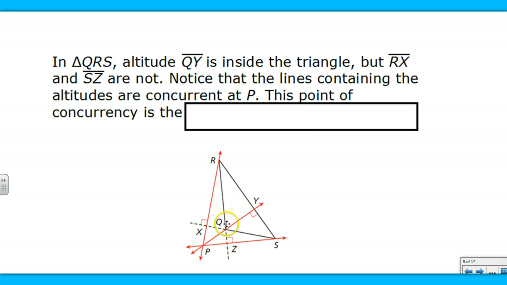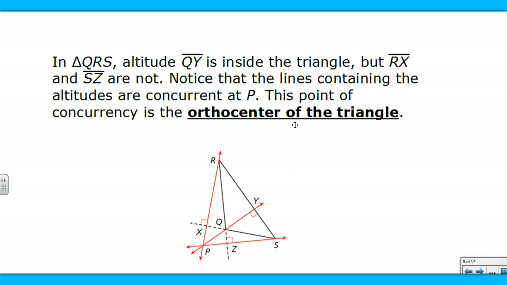So in this triangle QRS, altitude QY is inside the triangle, but RX and SZ are not. Notice that the lines containing the altitudes are concurrent way out here at P. This point of concurrency is the orthocenter of the triangle. So where all of the lines that contain the altitudes converge at a single point, we have the orthocenter of the triangle.